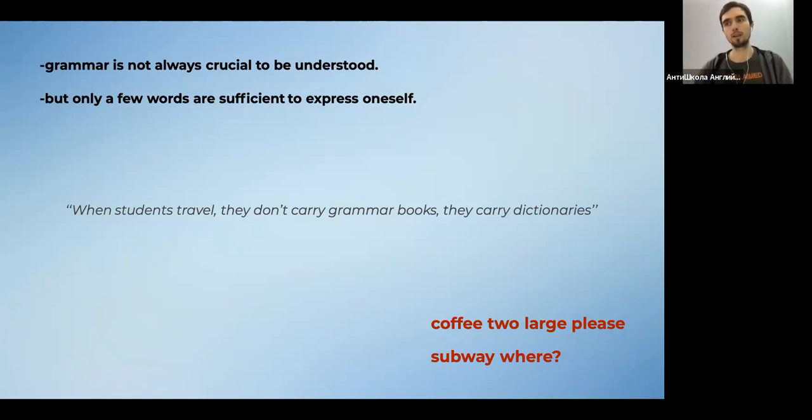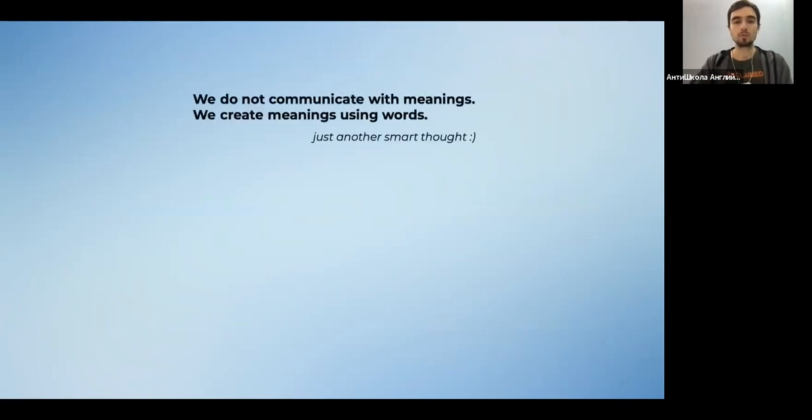So you see, grammar is not so necessary, but the vocabulary, that is something that we're always losing on the way and something that is really difficult to get back and pick up again. Because it's difficult to go back, and it's painful, right? So it's very important to be able to absorb the right vocabulary at the right time. So we do not communicate with meanings.